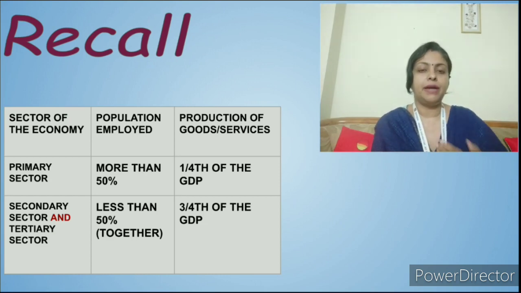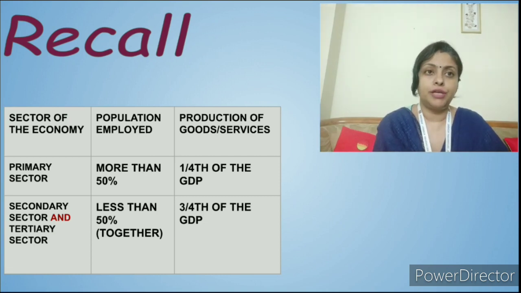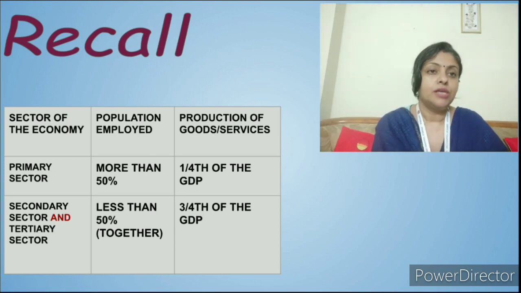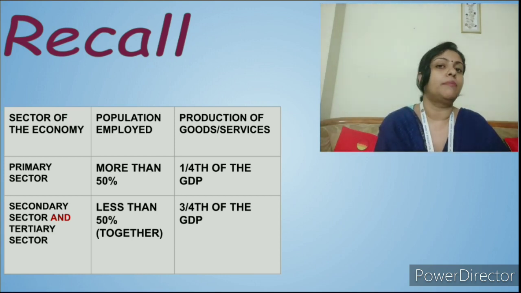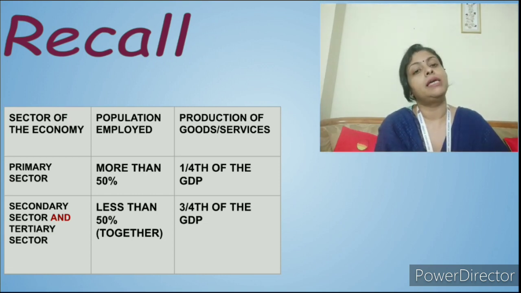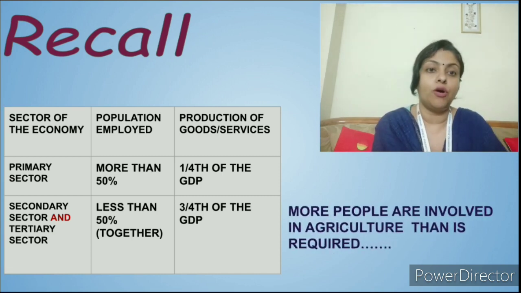Comparatively, in the secondary and the tertiary sector together, less than half of the population is engaged in it, but they contribute approximately 75% of the GDP. So in spite of the number of people working more in the primary sector, their contribution to the GDP is less. This is something that we need to understand and recall.